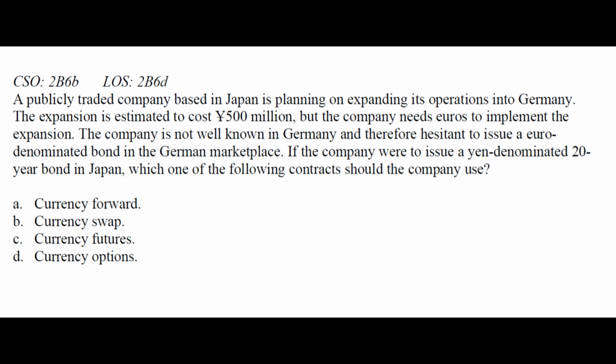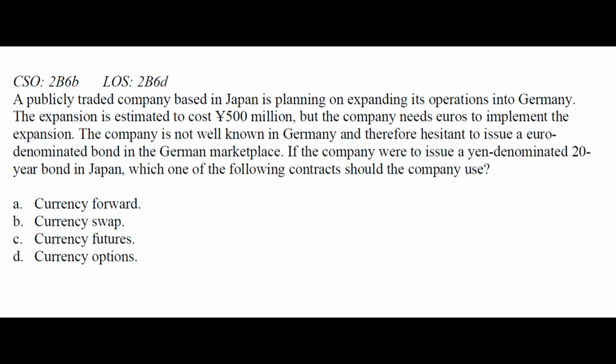D. Currency options. Incorrect. Options provide flexibility, but are generally used for uncertain exposures and would be prohibitively expensive for a continuous 20-year financing need. Correct answer. B. Currency swap.